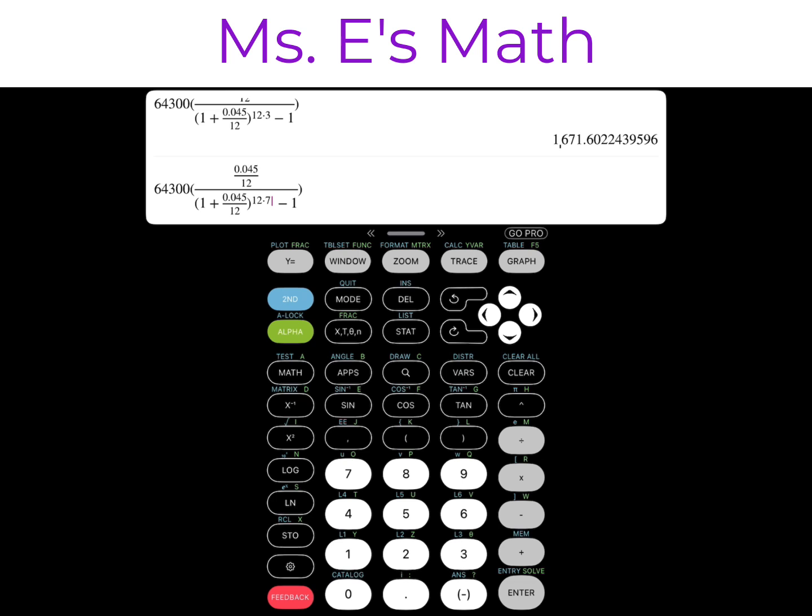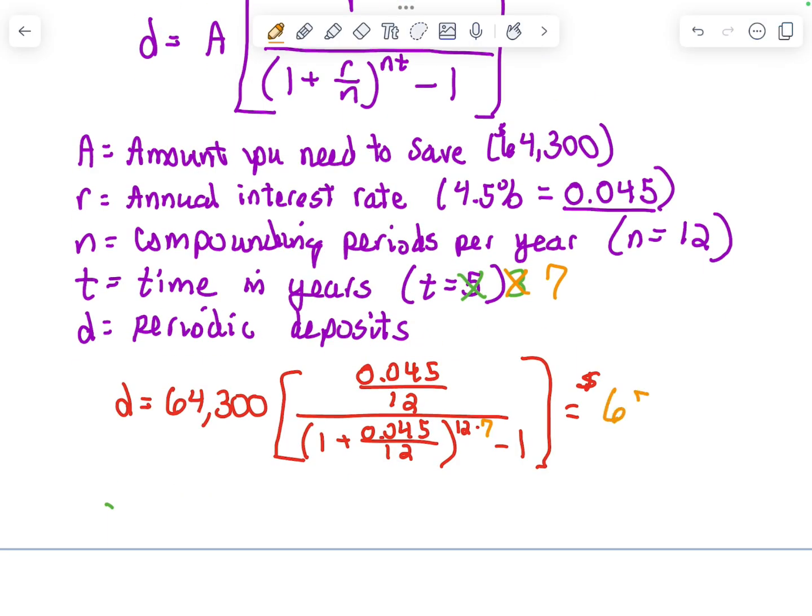When we change that 3 to 7, we see that we only need $652.66. So if we had 7 years to save, we'd only have to save $652.66 every month, which is a little bit more manageable for some people.